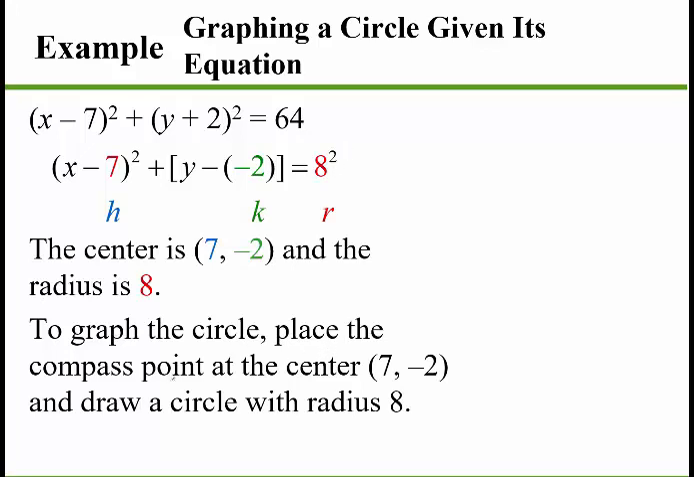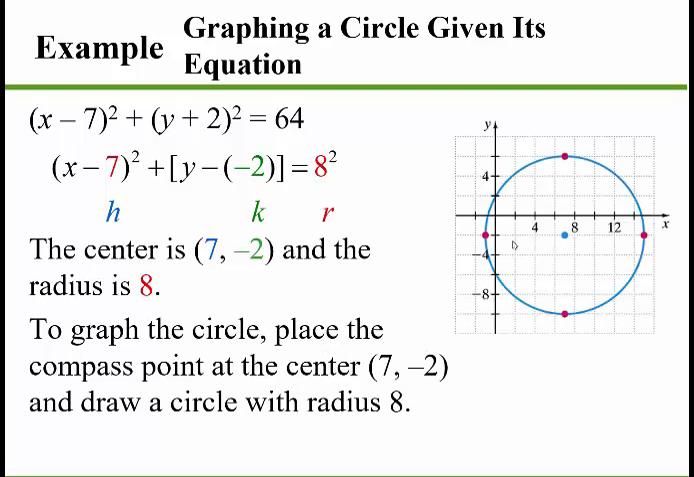So to graph the circle, place the compass point at the center and draw a circle with radius 8. When you do this, you'd find the center here, which would be (7, -2), and then you'd move your compass out 8 units, and then you would just draw the circle with that compass setting.